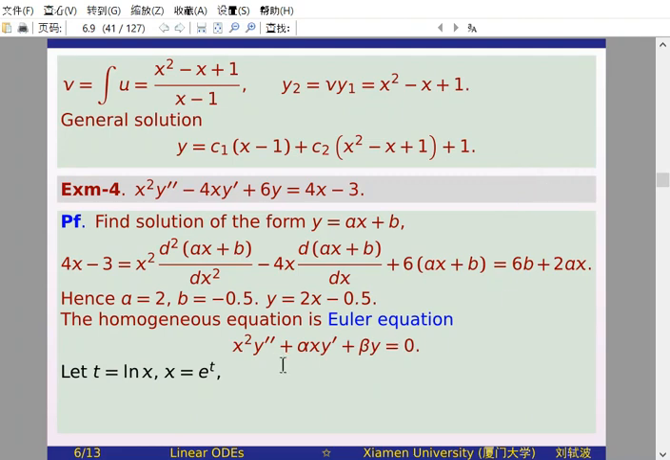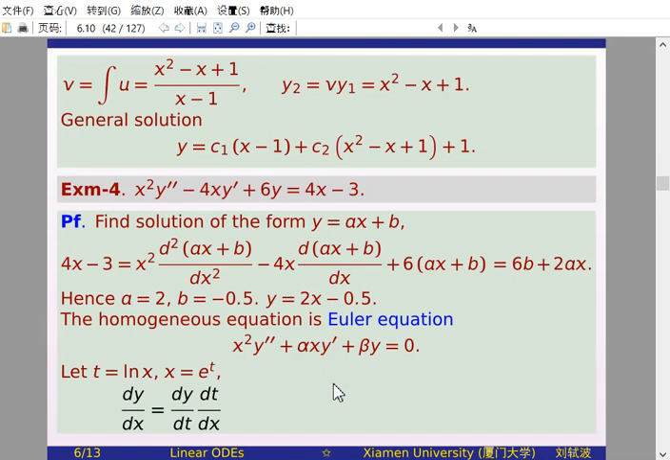So we need to express the derivative of y with respect to x by the derivative of y with respect to t, because all the x squared in this equation are exponential of t. So we need to express the derivative of y with respect to x, that is y prime, y double prime here, by the derivative of y with respect to the new independent variable t. So how to do this?